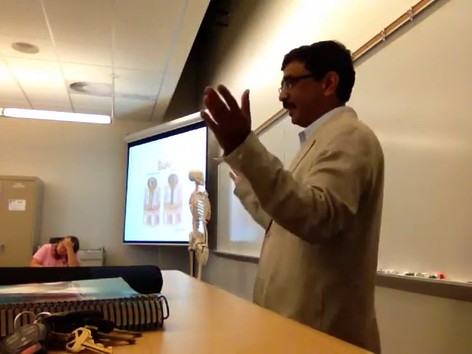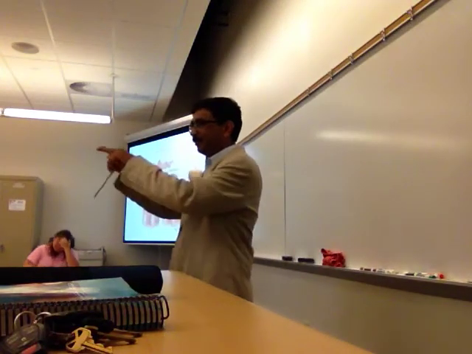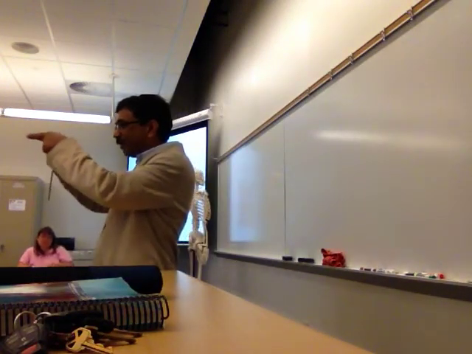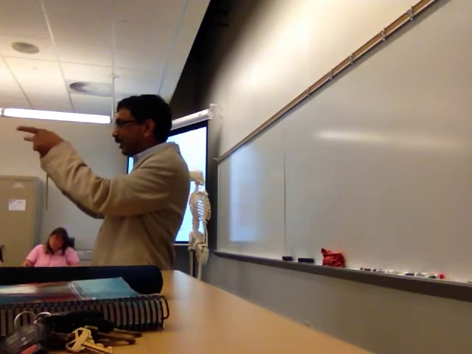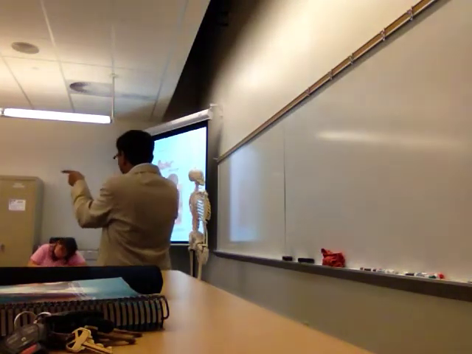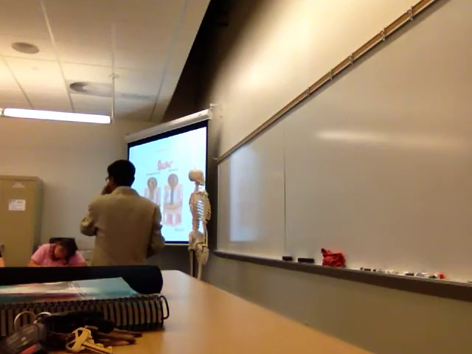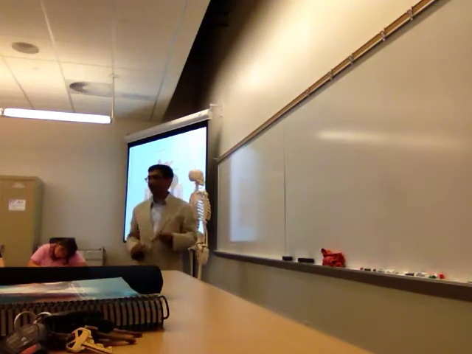Spina bifida: bifid means divided. Spine should be 1, but if the fusion doesn't occur, then the spine will remain divided. That is spina bifida.